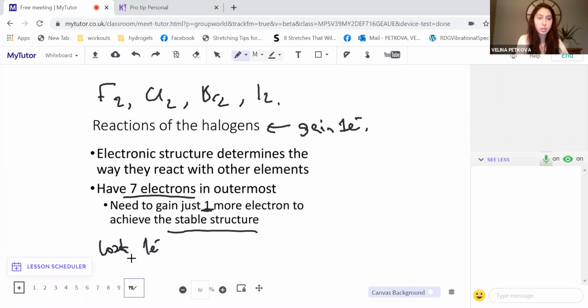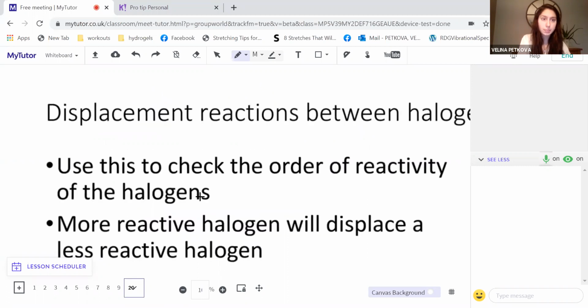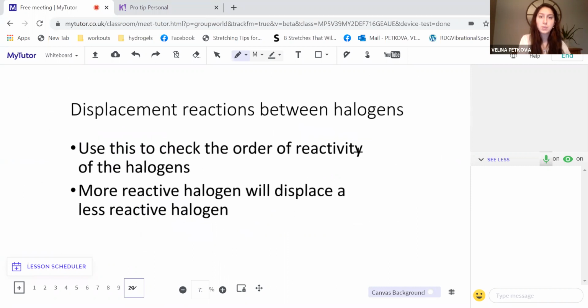So yeah, halogens react by gaining 1 electron to get to their stable structure. Okay, so displacement reactions between halogens. We use displacement reactions to check the order of reactivity of halogens, to find out which halogen is more reactive and which one is less. So a more reactive halogen displaces a less reactive halogen.